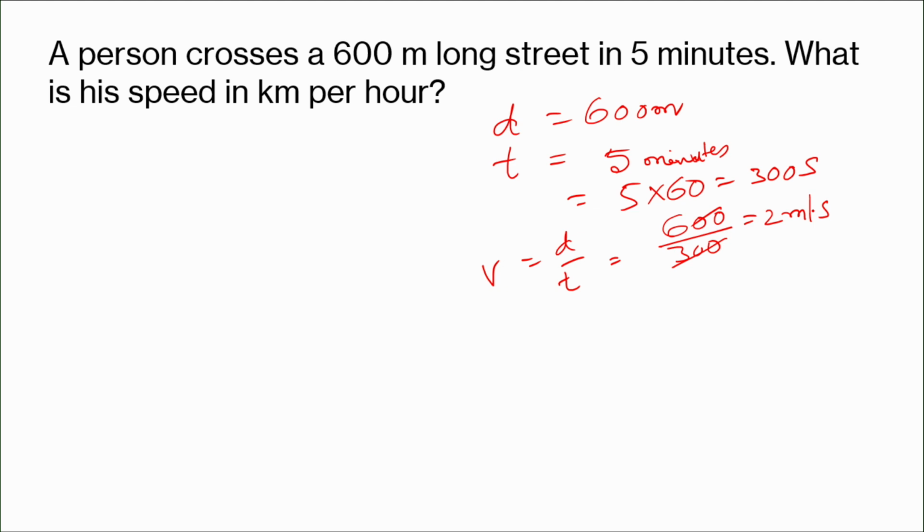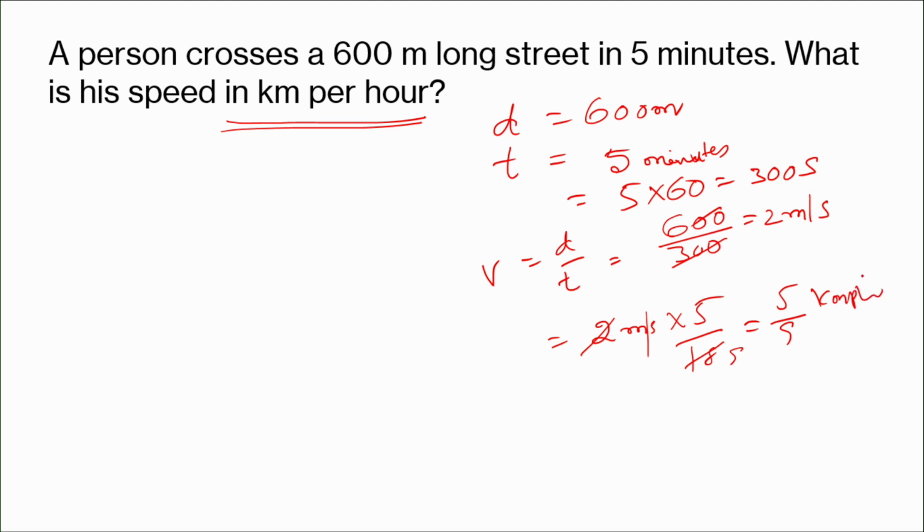meter per second, correct? But what is required here? Speed in kilometer per hour. Speed in kilometer per hour means you have to change the meter per second into kilometer per hour. What you have to do? You have to multiply with 18 by 5. So, 2 meter per second multiplied with 5 by 18. Then 2 ones are 2, 2 nines are 18, means here 5 by 9 kmph.